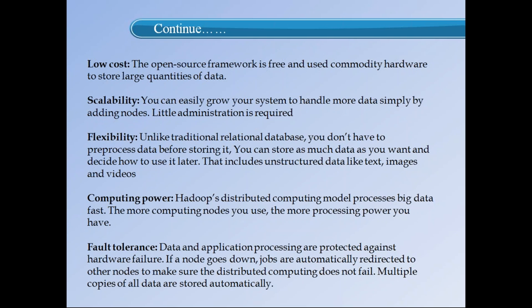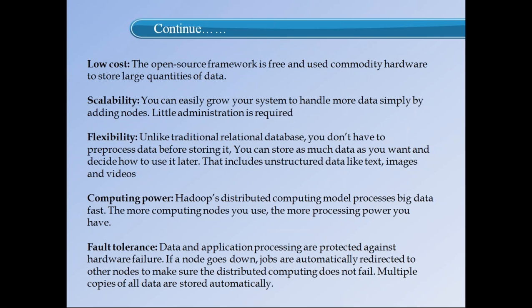Flexibility. Unlike traditional database systems, you don't have to pre-process data before storing it. In traditional systems you have to pre-process data before storing, but in Hadoop you can store as much data as you want and decide how to use it later. That includes unstructured data like text, images, and video. It means you can decide how your text, images and videos will be used in future. That's flexibility. There is no limitation.